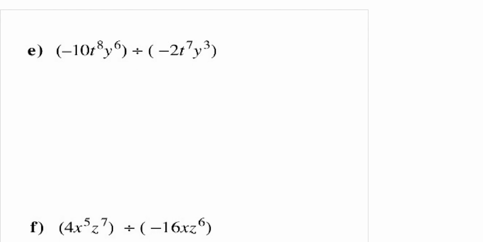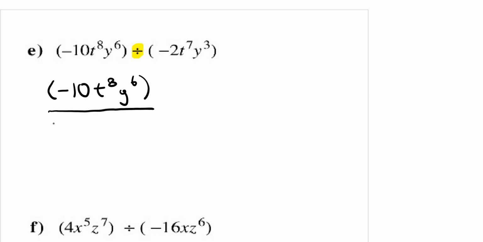Okay, this next question here, I like this one because there's a divide symbol there. So if we write this out carefully, this would be -10 t to the 8 y to the 6 all divided by -2 t to the 7 y cubed. So sometimes you've got to rewrite some of these questions. So -10 divided by -2, and then you just go ahead and solve these questions like we've been doing in the previous problem. So -10 divided by -2 is going to be 5. So this is question 4e.